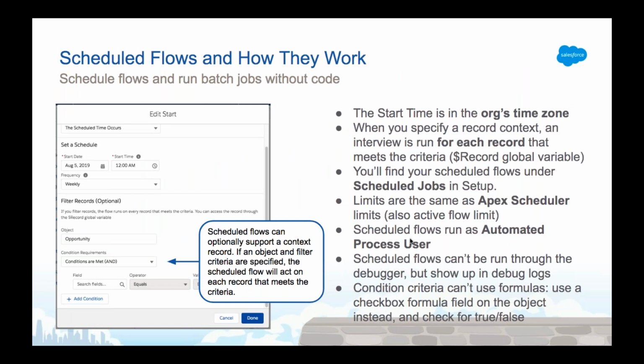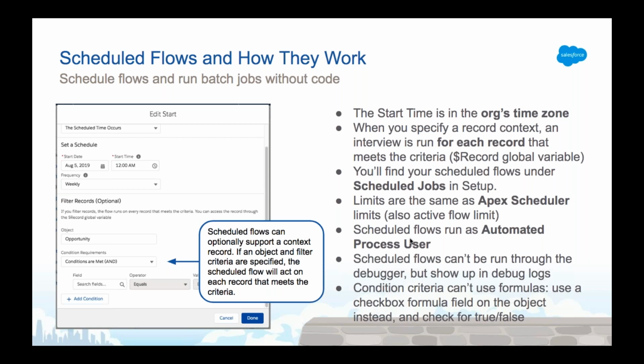So limits are the same as Apex scheduler, also active flow limits. What does this mean? When you do scheduled batch Apex, you have limits of 250,000 records, or I keep getting this number wrong, I think it's 200 times the number of user licenses. Is that actually correct? That is correct. So that's basically the limit on how many of these you can do for a given job. It's essentially 250,000 records or 200 times the number of user licenses, whichever is greater.